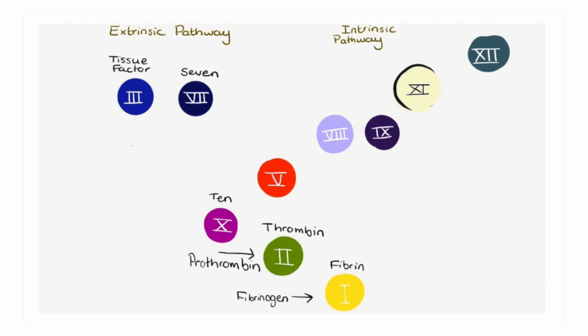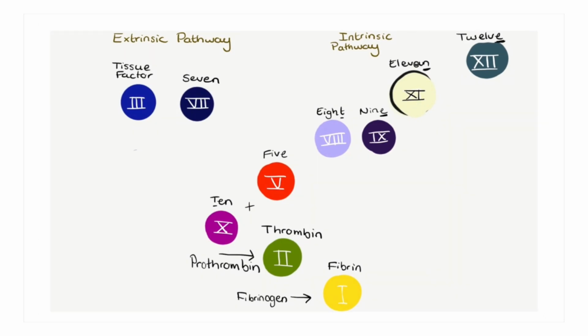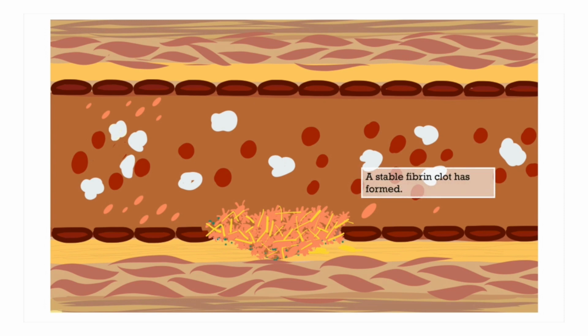To remember the order of factors in the intrinsic pathway, pay attention to the last letter of these numbers. It's just a trick to remember. So 12 ends with E, so the next factor is 11. 11 ends with N, so the next factor is 9, which ends with E. So the factor that 9 combines with is factor 8. Factor 8 ends with T, so it activates factor 10 and factor 5, which then continues on the common pathway activating prothrombin to thrombin, converting fibrinogen into fibrin. This then results in the stable fibrin clot.